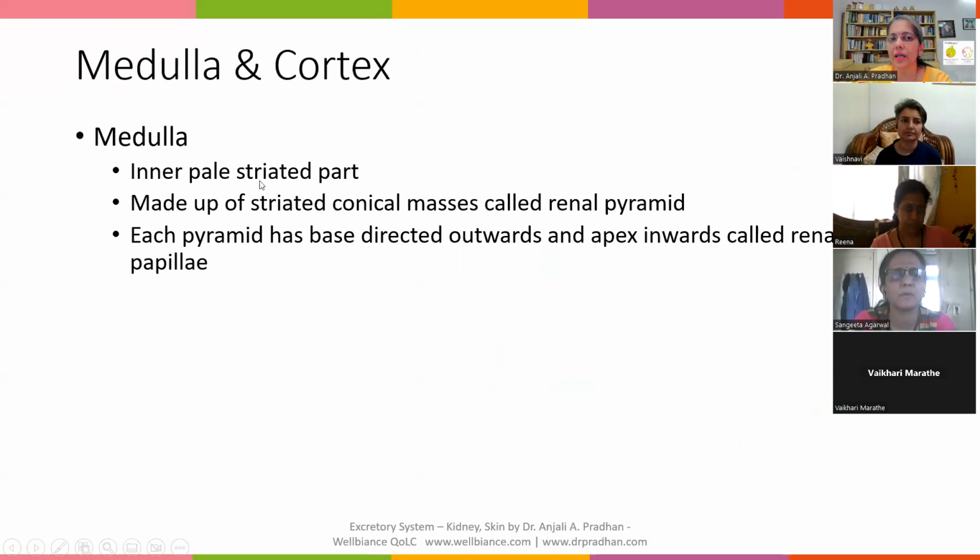So medulla, the inner pale striated part. It is made up of striated conical masses called renal pyramids, and each pyramid has its base directed outwards and apex inwards, called the renal papilla. Correct? समझ रहा है ना?